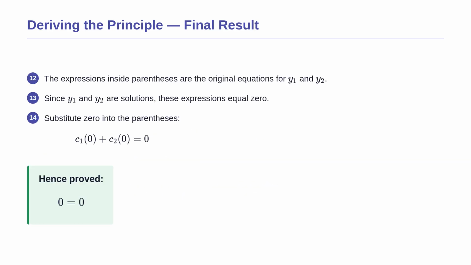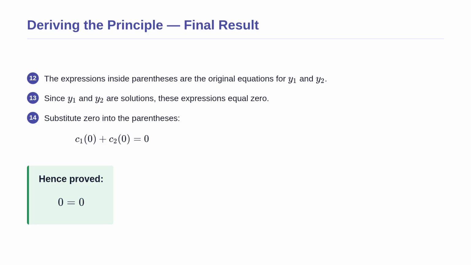In this final step of the proof, if you look closely at the expressions inside the parentheses, you will see they are exactly the original equations for y1 and y2. Earlier, we established that because y1 and y2 are valid solutions, those exact expressions are equal to 0. Therefore, we can replace the entire contents of both sets of parentheses with the number 0.